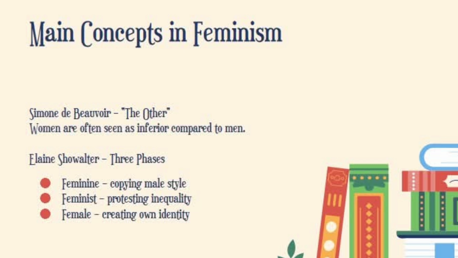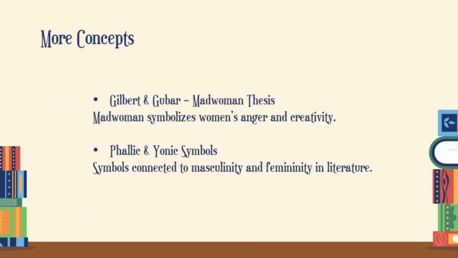There are also more feminist concepts, like Gilbert and Gubar, who introduced the madwoman thesis. This idea explains that mad women in literature often represent women's anger, creativity, and rebellion against oppression. Another concept is phallic and yonic symbols. Phallic symbols represent masculinity, power, and authority, whereas yonic symbols represent femininity, fertility, and creativity.